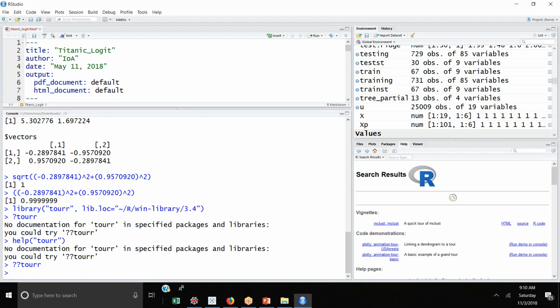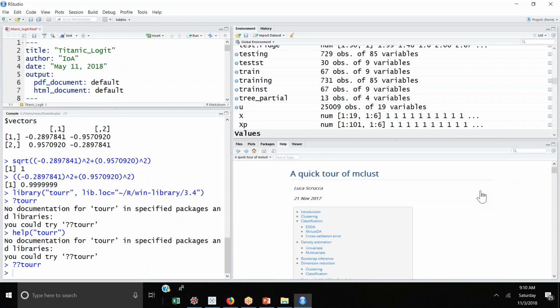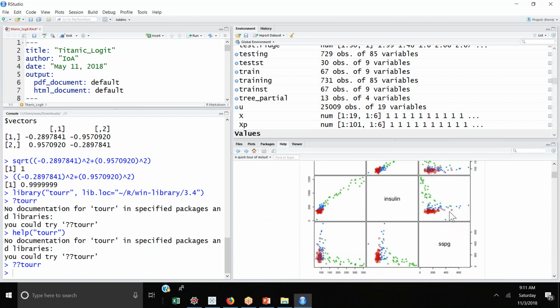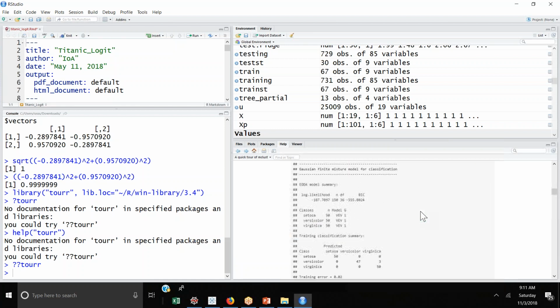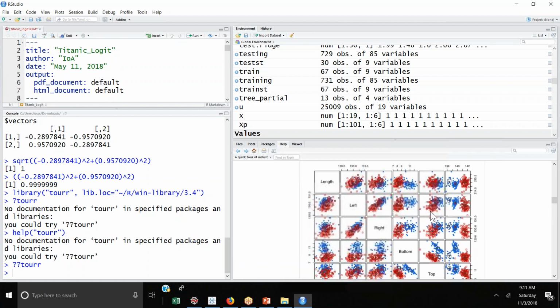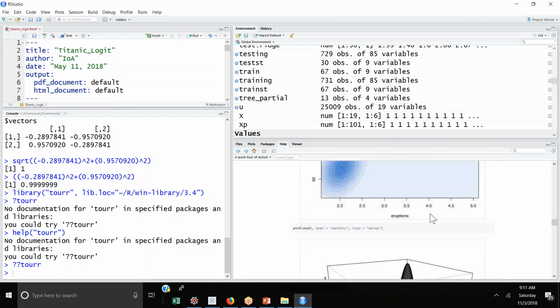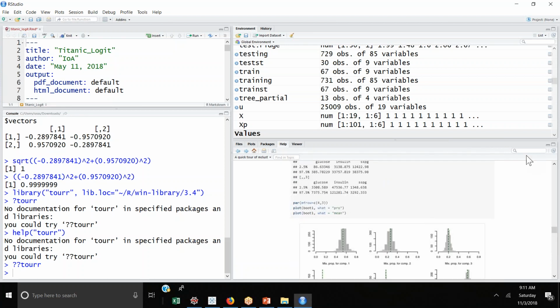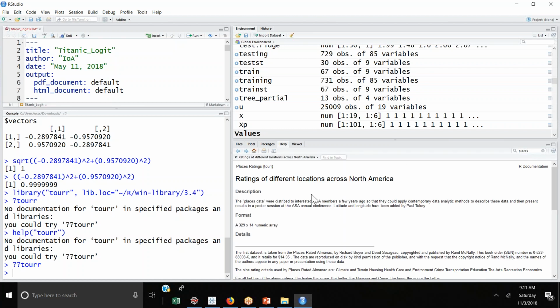Okay, here it is. I have to make it big. I don't know how it's going to come. HTML file. How about I go to the HTML file? There are different data sets, but I'm going to use one particular data set called Places Almanac. Do you see this one? Ratings of different locations across North America. Are you able to read this one? Maybe not this, but this one you are able to read, right?